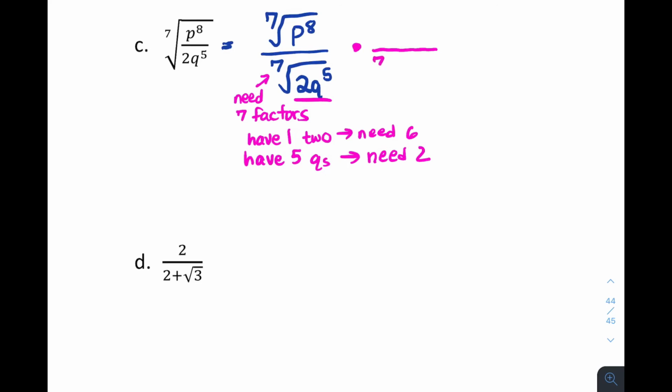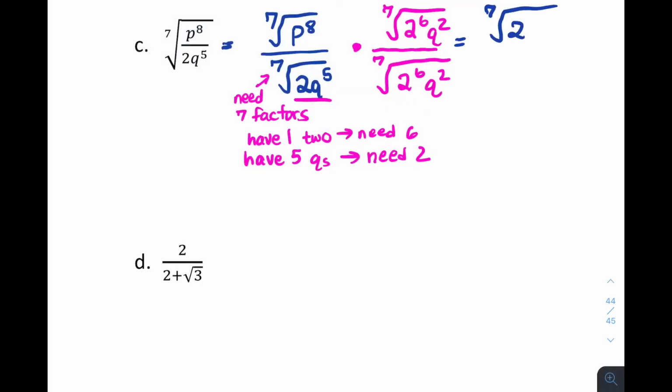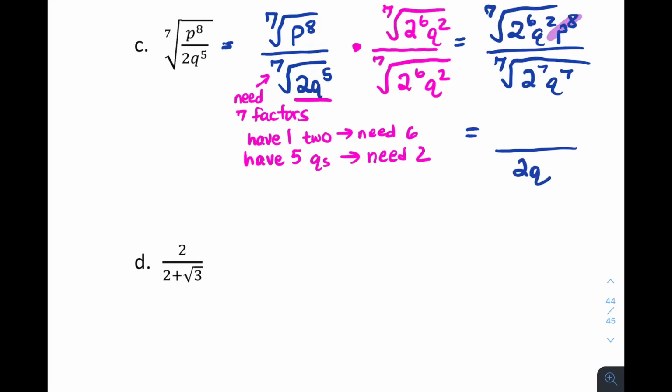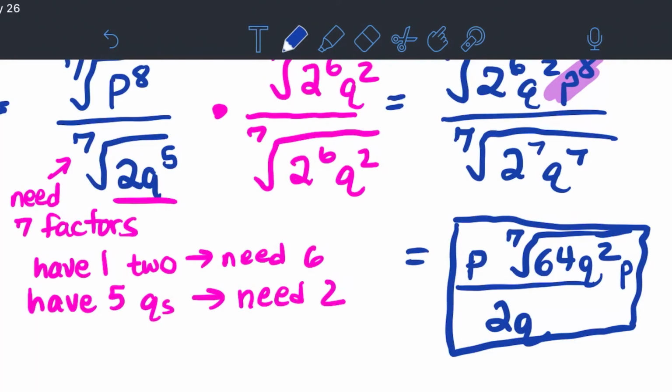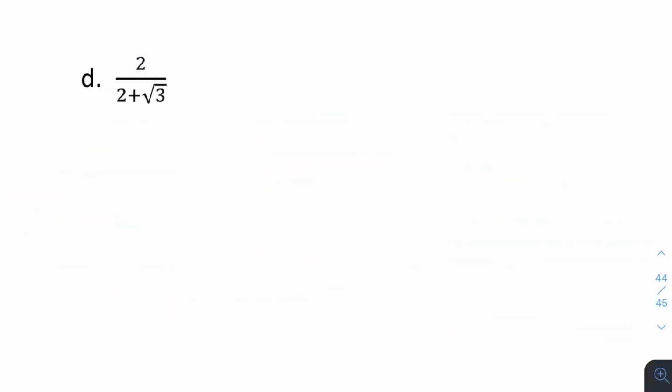So let's multiply by the 7th root of the factors that I need. So 7th root of 2 to the 6th, q to the 2nd, numerator and denominator. I know I could bring a p out, I'm just going to leave it till later though. So if I multiply, on top I'll have 2 to the 6th, q to the 2nd, and p to the 8th inside my 7th root. And then on bottom, well, my 1 factor of 2 gets added or multiplied times the other 6, so you have 7 of q and 2. So your 7th root is just going to be 2q. And then like I said, I have 8 factors of p, so I can take 6 of them and bring 1 out and just end up with that as my result.